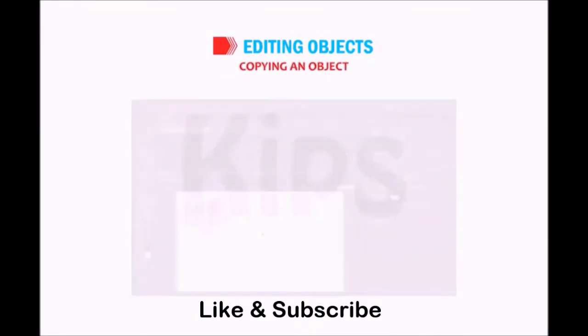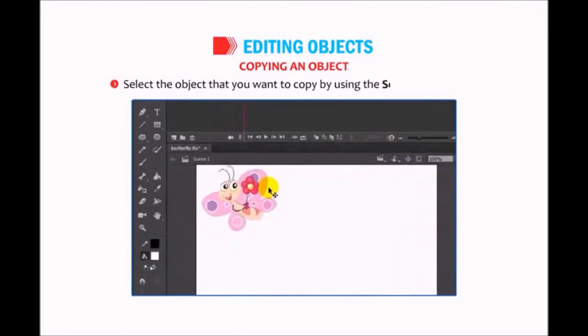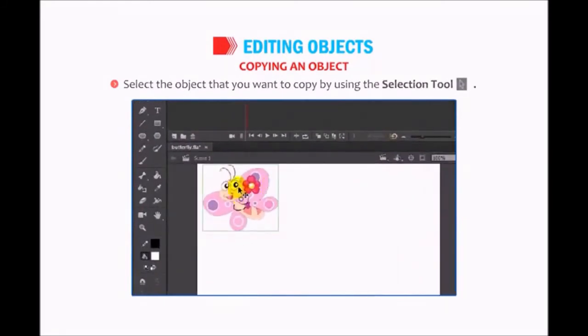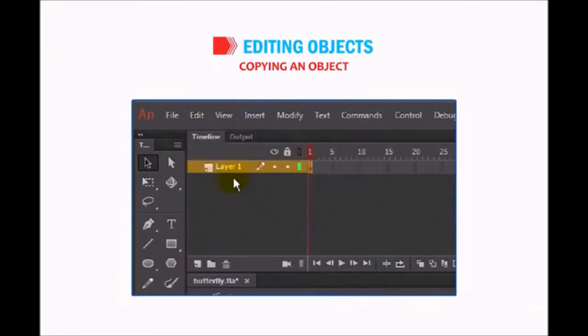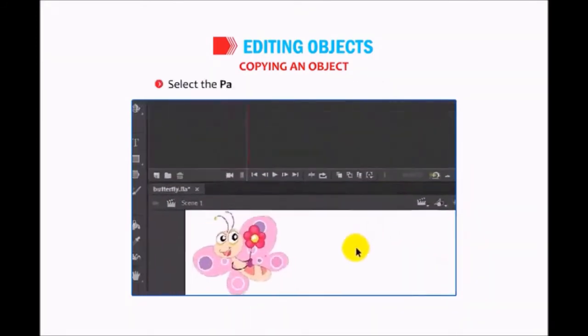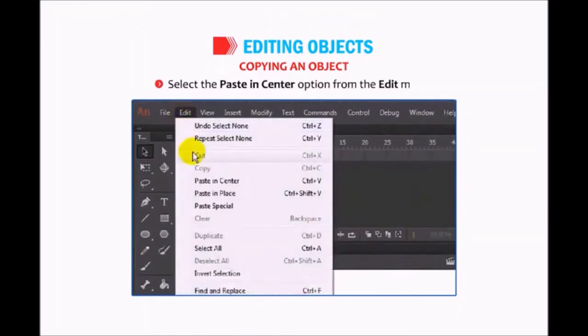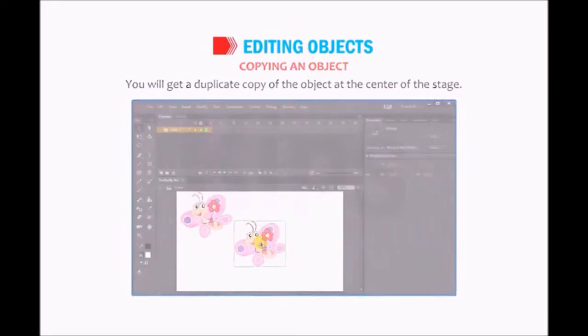Copying an object. Select the object that you want to copy by using the Selection tool. Select Edit, then go to Copy option. Click on the blank area on the stage. Select the Paste in Center option from the Edit menu. You will get a duplicate copy of the object at the center of the stage.